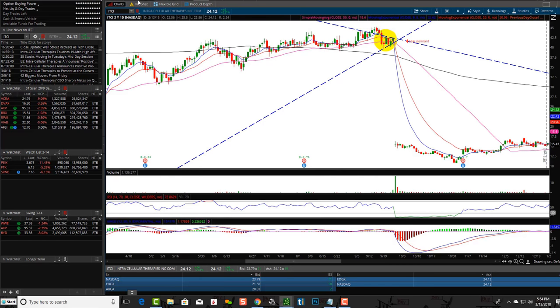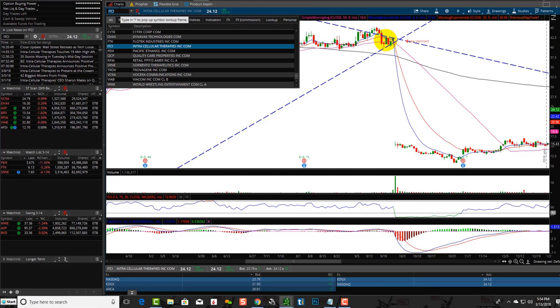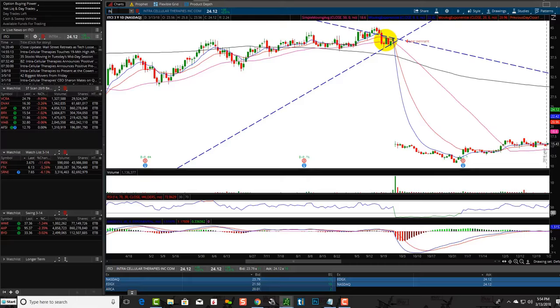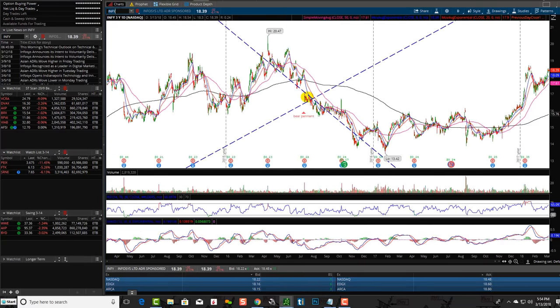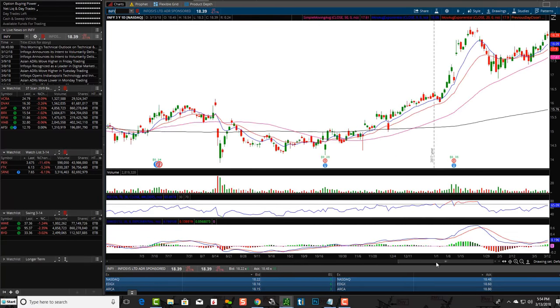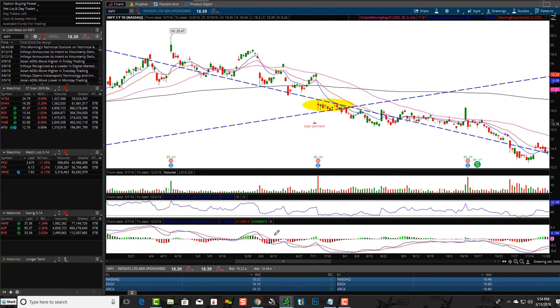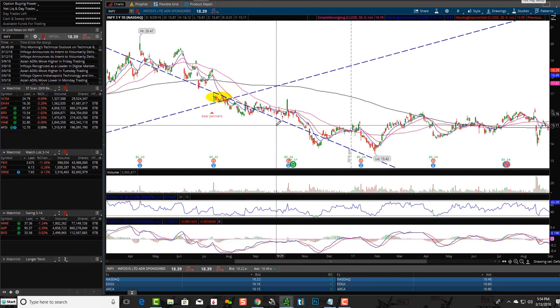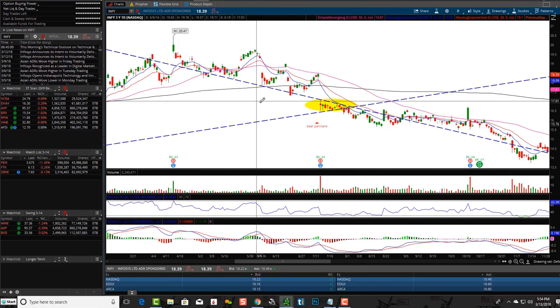Let's look at several more examples here. INFY. Let's see, INFY. All right, come over here. And so depending on how you zoom out, it looks different. It looks more like a pennant there, but when I zoom in, it's still kind of a pennant, right?